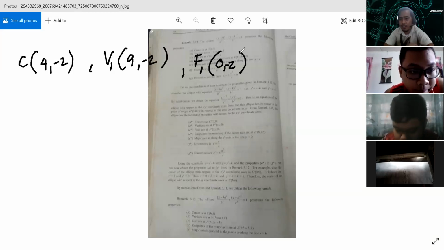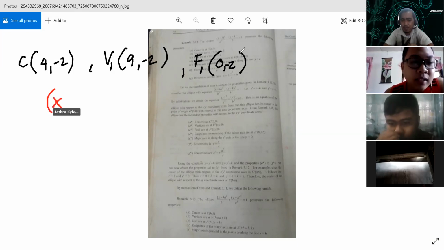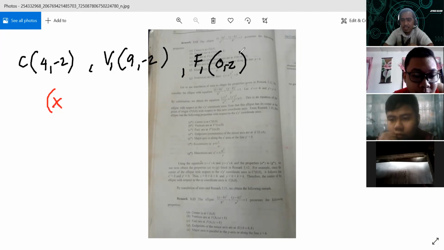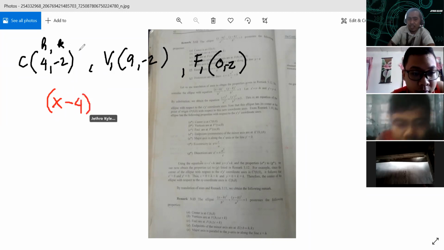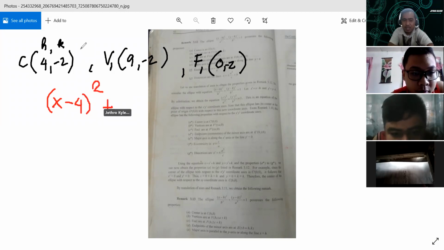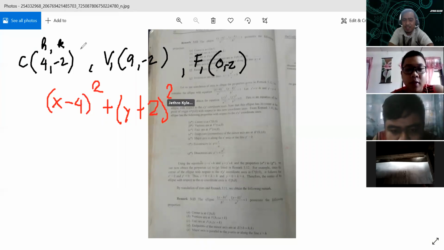What should be the first step, Jetro, to do? What should we do first? Ang center, sir. The center will be denoted by HK, right? Jetro? Yes, sir. Sa ato pa, kining 4 is H already. Right? And this one is your K. Amo na pasabot ni Jetro. Dayon? Wala na idea si Jetro. Very good. Squared. Very good.